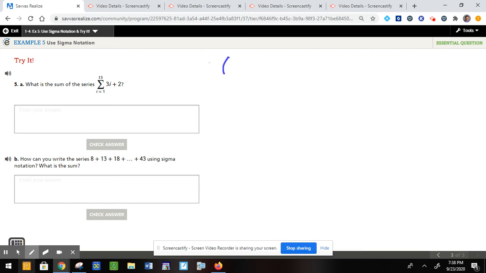So it's n times a sub 1 plus a sub n, all divided by 2. All right, well, n is 13. A sub 1, well, let's figure it out, right? A sub 1 is equal to 3 times 1 plus 2. 3 times 1 is 3, plus 2 is 5. So 5 will go in for a sub 1.